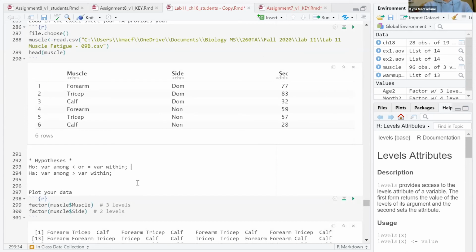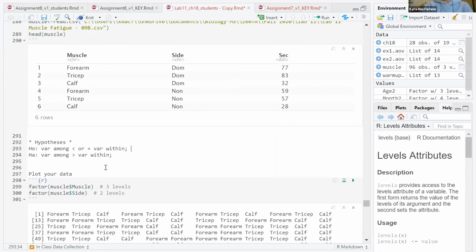For this example, that would mean that the means do not differ by muscle or side, and there is no interaction. Our alternative is then that means do differ by muscle or side, or there is an interaction.